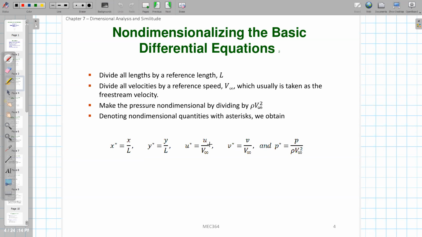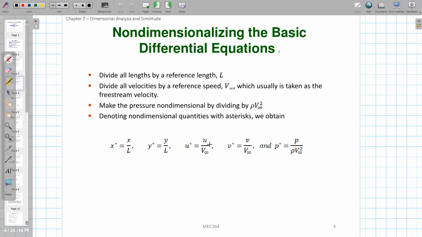You can choose this value based on the problem. For different kinds of problems, you can choose a different reference length. After you make this definition, x over L, you will see that x star and y star are dimensionless. There's no unit for them because x and y have the length unit, and you divide by L, another length unit, so the unit is cancelled. So x star and y star have no unit. We call it a dimensionless parameter.